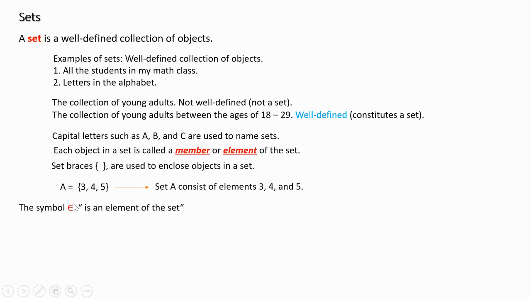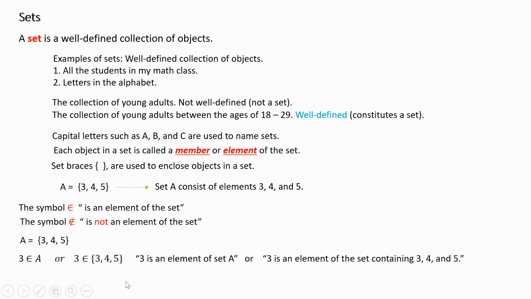The symbol like an E, this symbol in red, means is an element of the set of. For example, the symbol with a line across it means is not an element of the set. Now let me show you an example. This is set A, which consists of the elements 3, 4, and 5. Now 3 is an element of A, or 3 is an element of the set 3, 4, 5, which means 3 is in A. That's what that means.